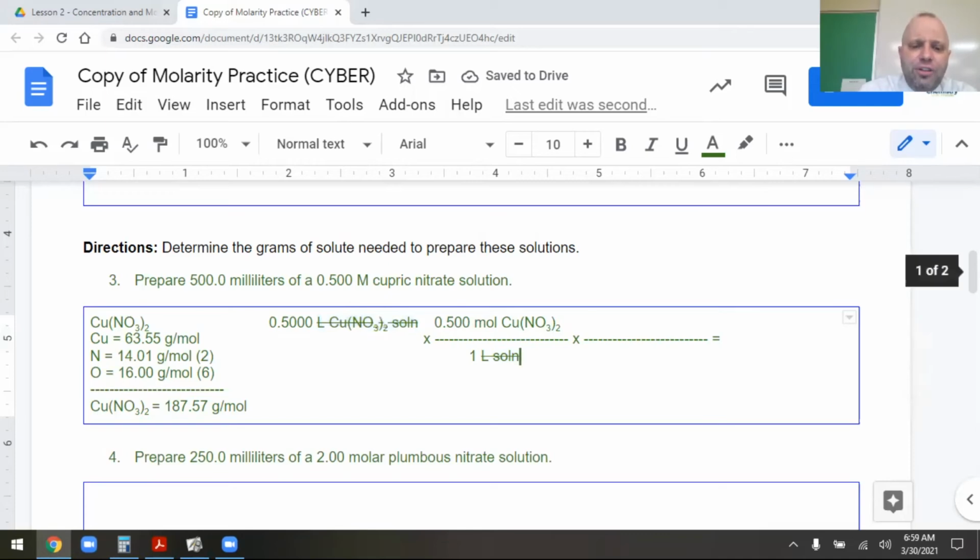In our next fraction, we have 1 mole of Cu(NO3)2. Remember, we're trying to ultimately get to grams. So we have 1 mole of copper nitrate, and then on top, we're going to put our molar mass. This is going to represent the amount of copper nitrate that we have to weigh out in order to prepare this solution.